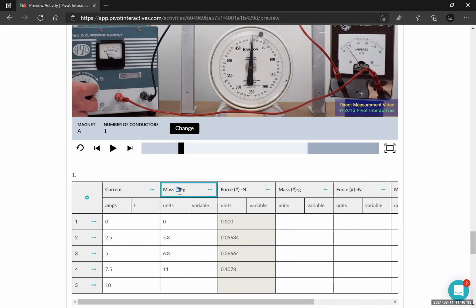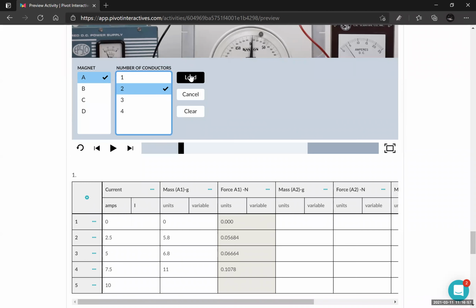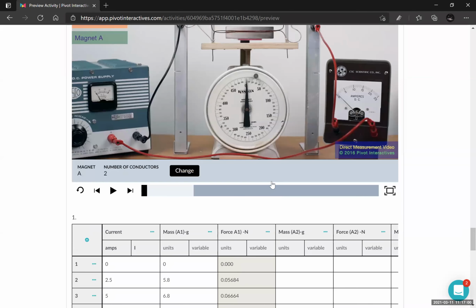So let's say what I'm doing here is A1. This is then A1. The next, I'm going to do A2. That means same magnet, different number of conductors. Now I go back, choose A2, and take the same data. That means what is the force for the same currents: 0, 2.5, 5, 7.5, 10.